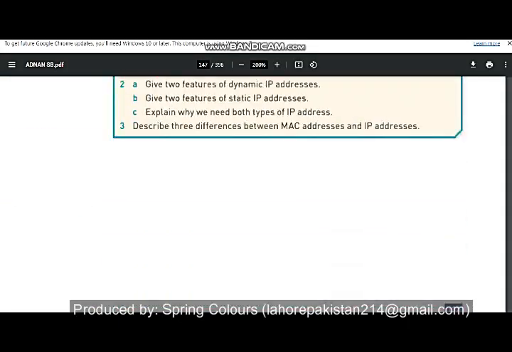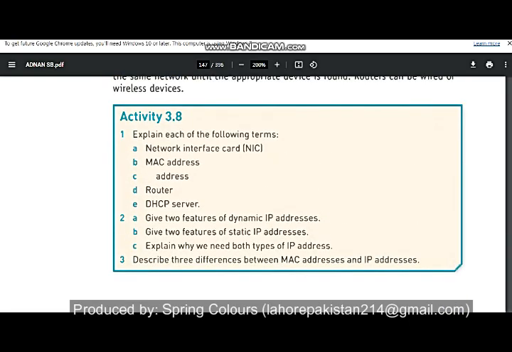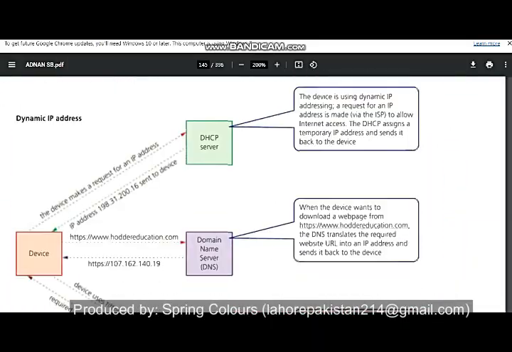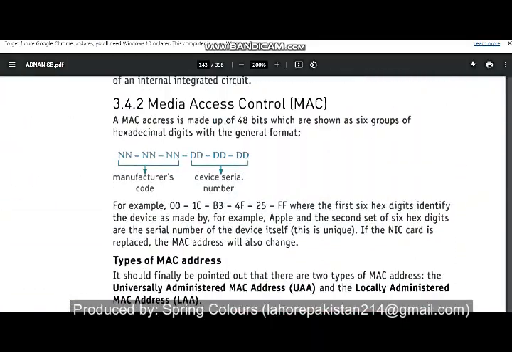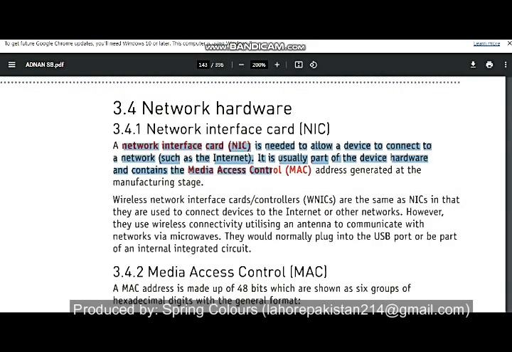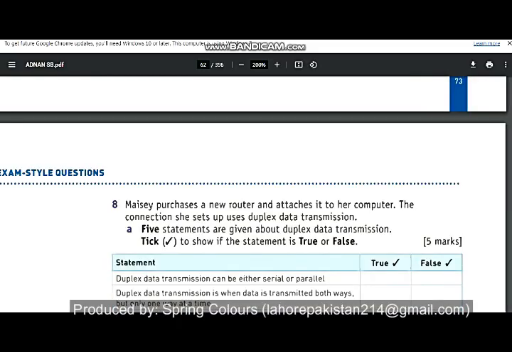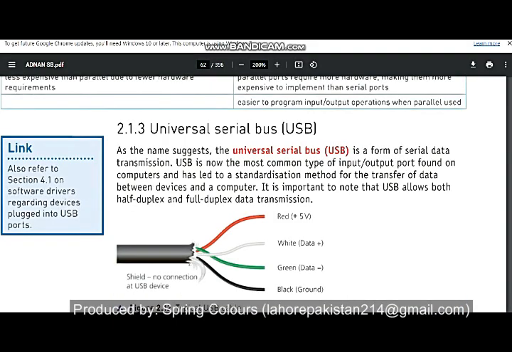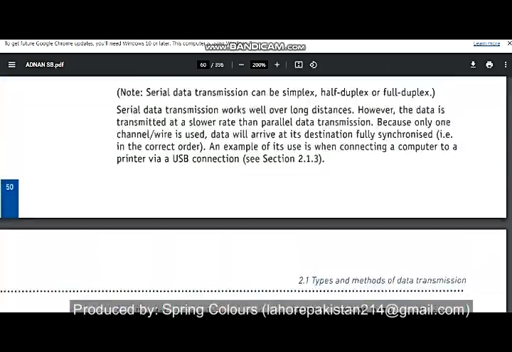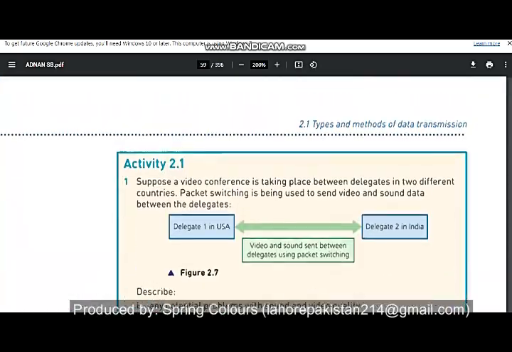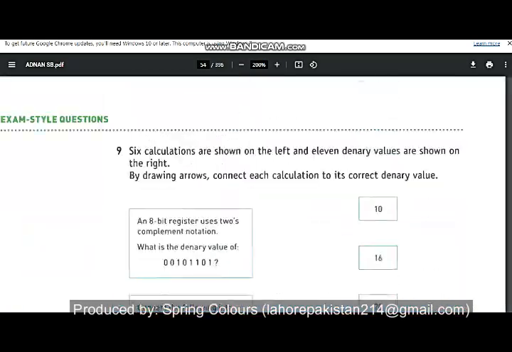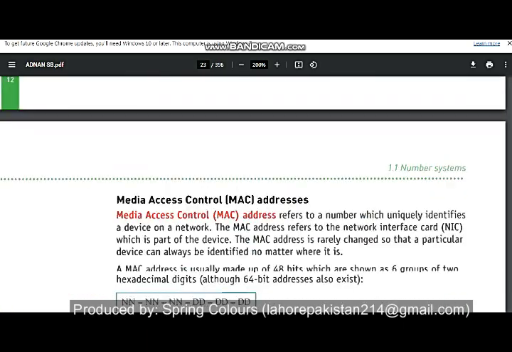The second term is MAC address. MAC address is printed on the network interface card, and it is unique. Every device has its own unique MAC address. The actual definition of MAC address is given in chapter number 1, because MAC address and IP address were initially introduced in chapter number 1. So you have to go back to chapter number 1 to find the definition of MAC address that you are supposed to write over here.